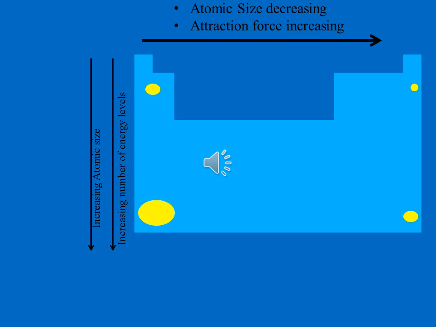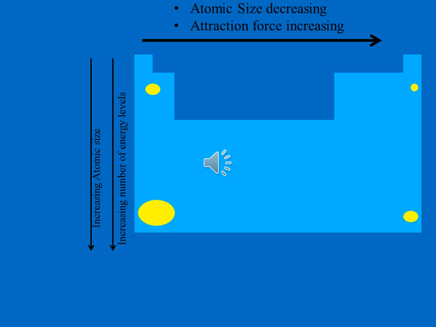So if we look at the element in the first period on the left side, we can see that it has a larger atomic size than the element on the right. So again, the element on the left side in periods has larger atomic size than the element on the right side in periods. As we go from left to right, we can see that the atomic size is decreasing. Why? Because attraction force increases.